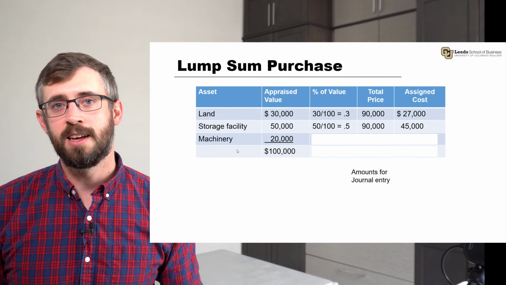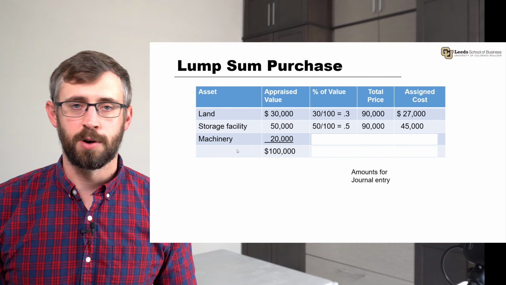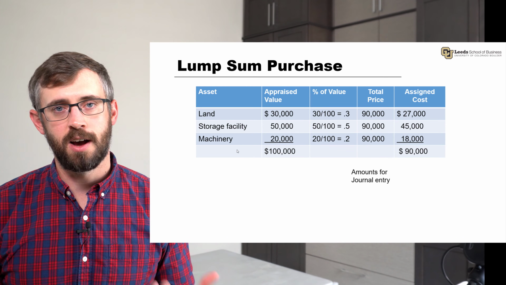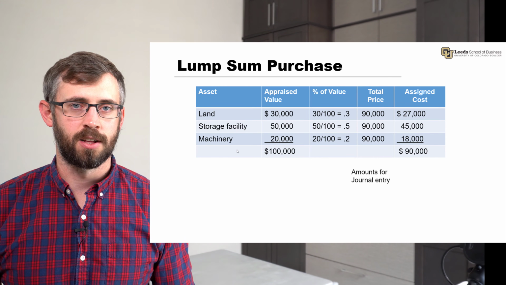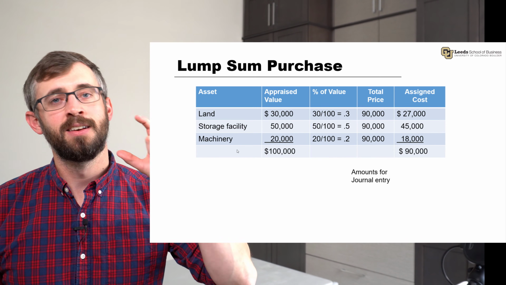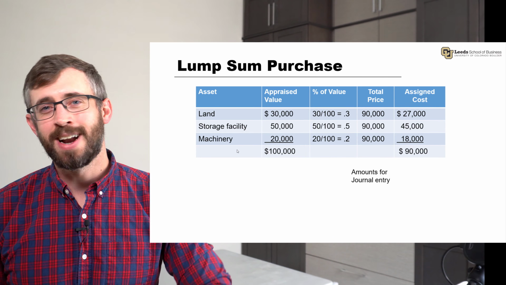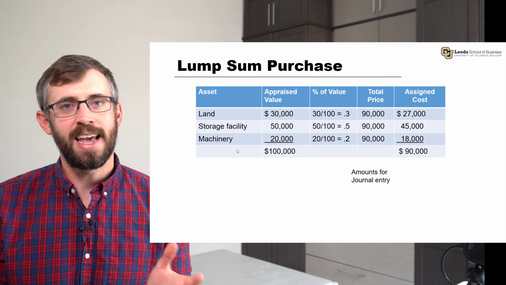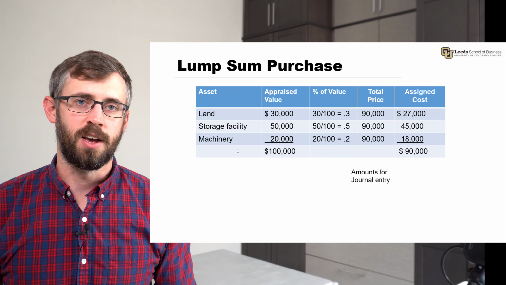The storage facility is $50,000 out of that 100. And so it makes up about half the value of this purchase price. So it'll get half the value of the $90,000. And the machinery is $20,000 of the $100K total. And so it's going to get 20% of that $90,000 purchase price, or $18,000. So you can see that the cost that we capitalize adds up in total to the actual $90,000 purchase price. So we're not going to capitalize more than what we actually paid for this bundle. It's just taking what we paid and dividing it up proportionally based on the fair values of these assets.